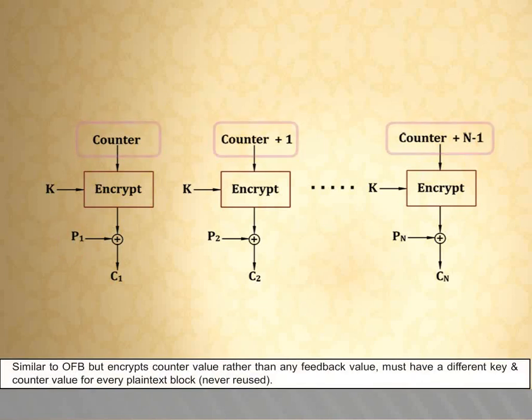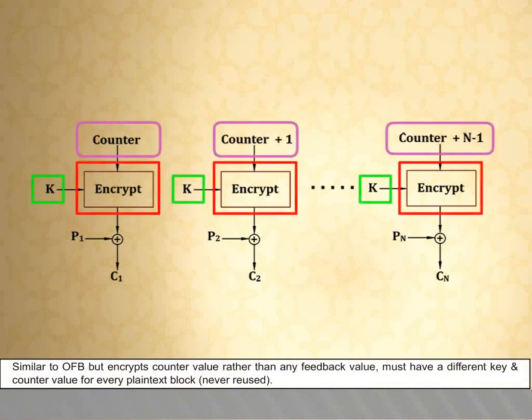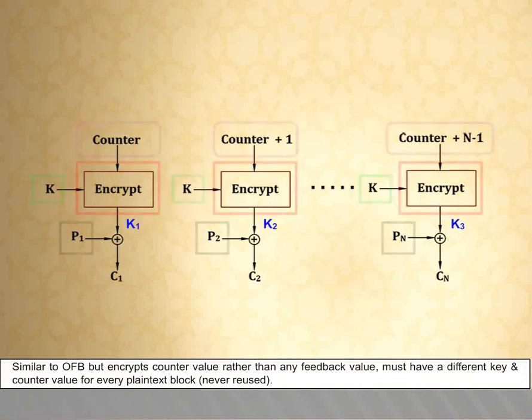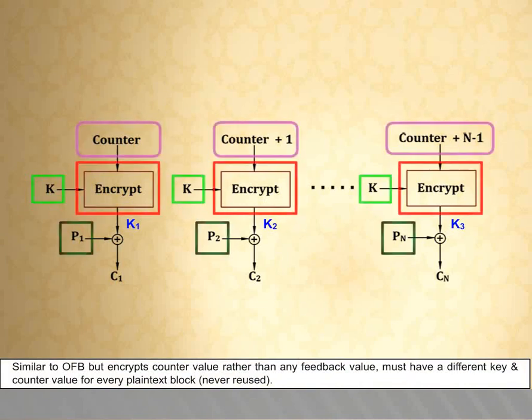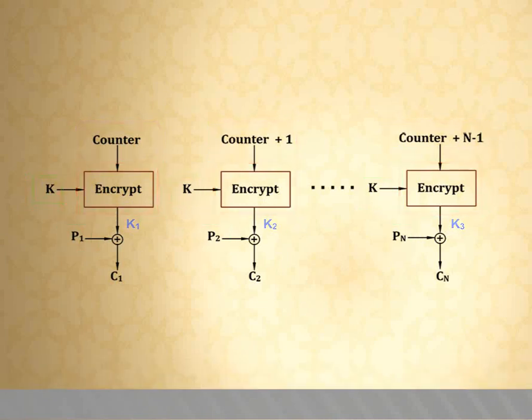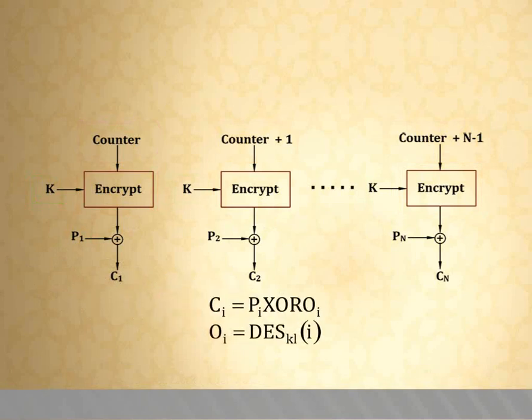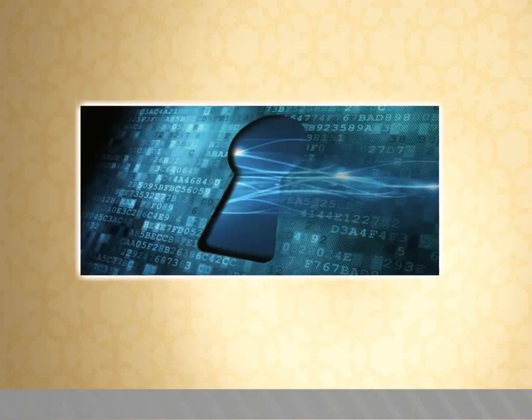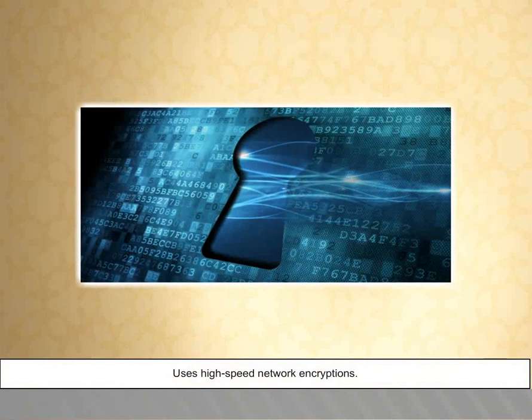Similar to OFB but encrypts a counter value rather than any feedback value. It must have a different key and counter value for every plaintext block, never reused. Ci is equal to Pi XOR Oi. Oi is equal to DES K1 of i. It is used in high-speed network encryptions.